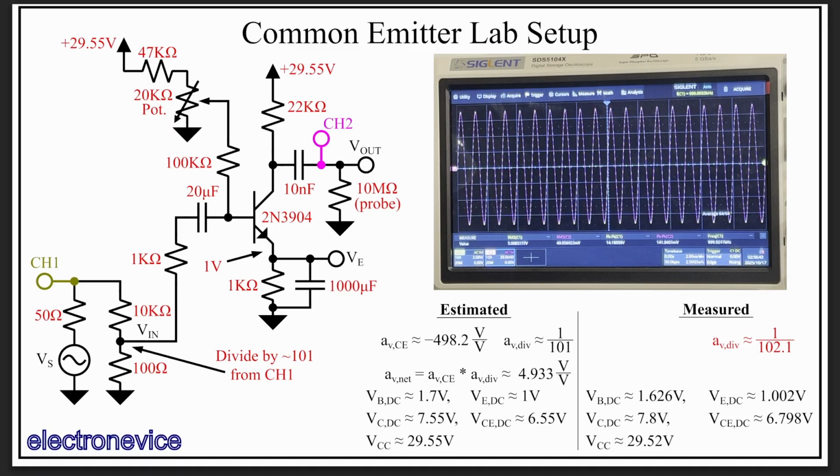We get a peak-to-peak input voltage of 14.189 volts, and a peak-to-peak output voltage of 141.96 millivolts. This is an attenuation factor of approximately 99.95, so still pretty close to 101. So this divider is pretty flat over our frequencies of interest. Now let's measure the overall gain of the system and back out the common emitter gain.